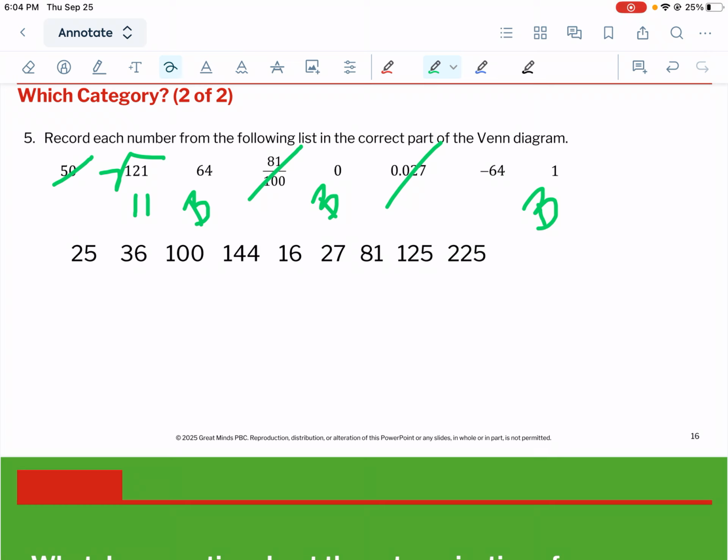When we come to negative 64, if I square root negative 64, I won't get a real value. The reason being is because a negative times a negative is still a positive. So if I did negative 4 times negative 4, and we do have to multiply the exact same numbers, it cannot be a mix of signs. Negative 4 squared will give me positive 64.